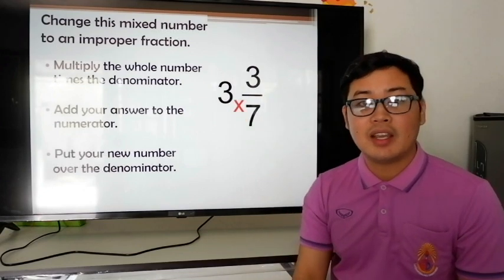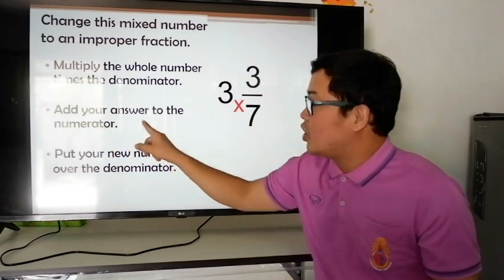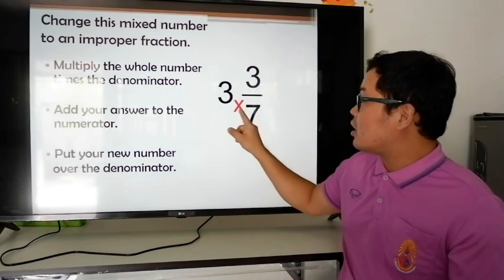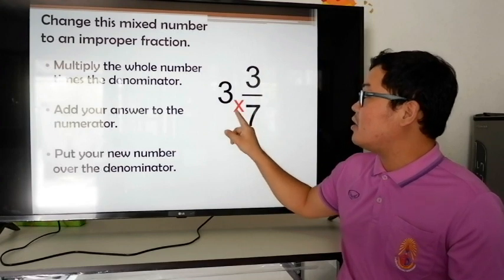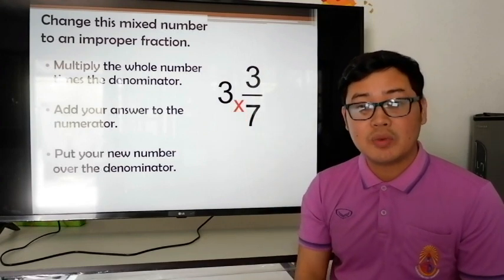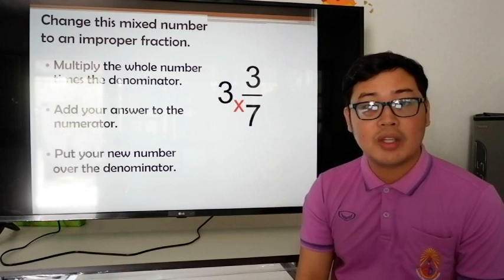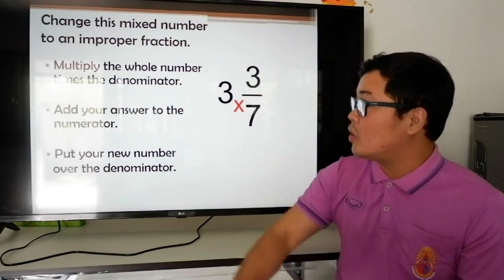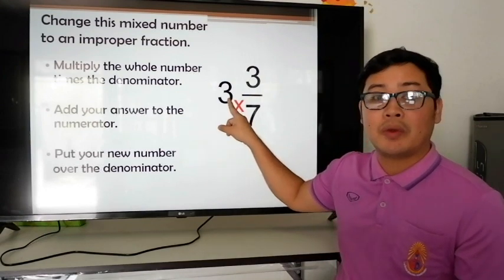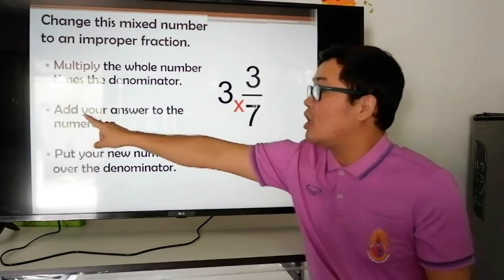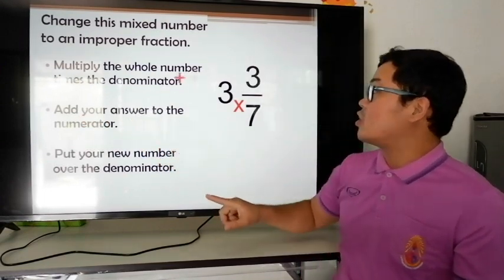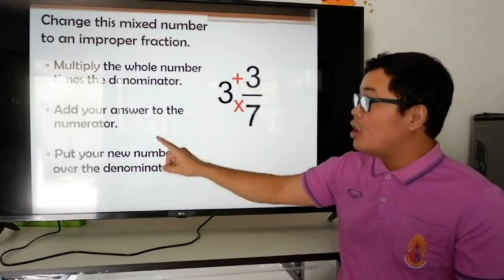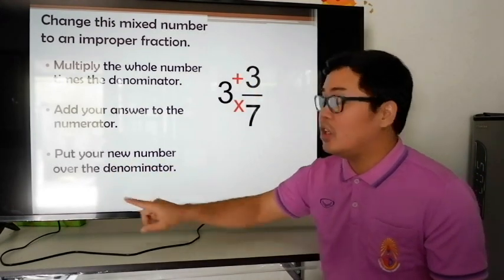Now, what is next? Add your answer to the numerator. What is our answer in 7 times 3? 7 times 3 is 21. So our answer here is 21, right? What we are going to do next is add your answer to the numerator and put your new number over the denominator.